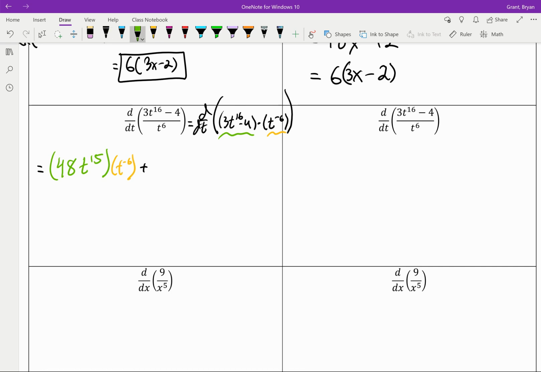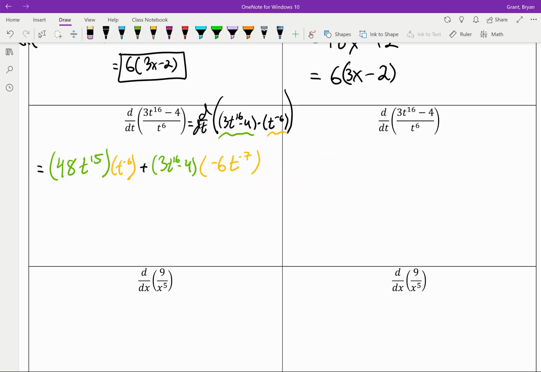Plus, now keep the first one the same. 3t to the 16th minus 4 times t to the negative 6. Well, negative 6 comes down, t, and then we reduce the power, make the power smaller. I see a lot of people go the wrong way with that and end up here. Can we clean this up further? Well, sure, we could, but maybe not. I don't know. So let's hold off there, and let's just see if my answer over here matches.